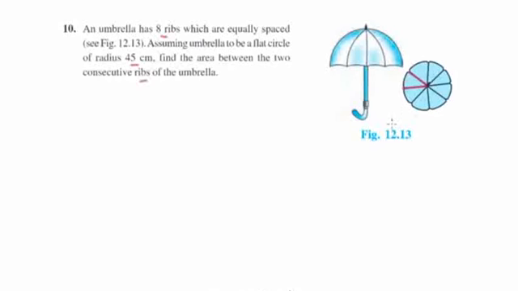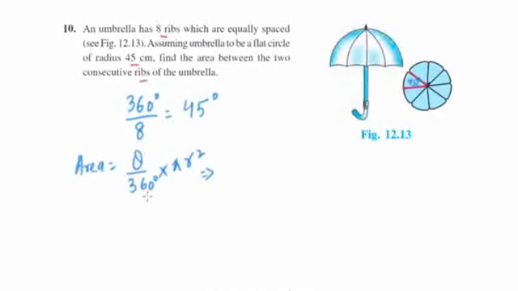So as there are 8 ribs that are equally spaced, let's find the angle. So it will be 360 degrees divided by 8. So on dividing 360 degree by 8, we'll get it as 45 degree. So one sector will subtend an angle of 45 degree. So this will basically be 45 degree. Now we have to find the area of the sector which is subtending an angle of 45 degree.